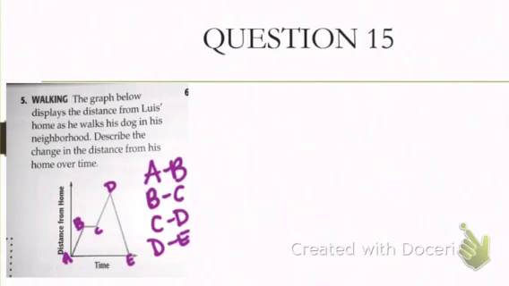Next, we're moving on to our qualitative graphs, where we have to be able to identify the pieces of this graph that match our story of Lewis as he walks his dog in the neighborhood. So we're comparing the distance from home and the time. In segment A to B here, it looks as if we are leaving home.